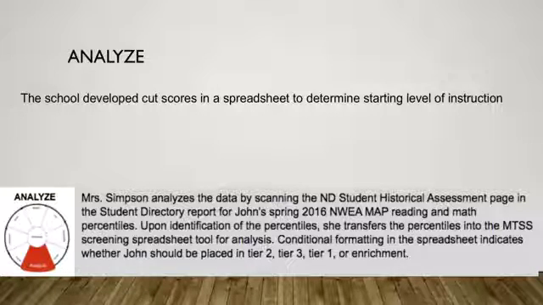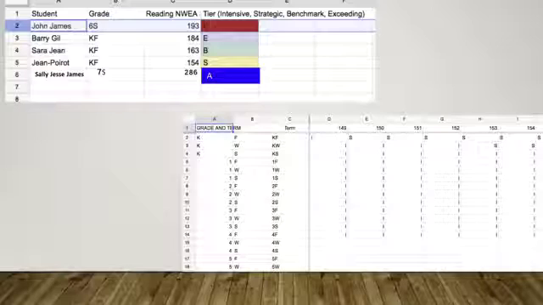At this point, she sets out to analyze some of the information that she collects. And she is going to be using a spreadsheet that the school has created for that analysis. With conditional formatting, it provides Mrs. Simpson a very quick snapshot. So while she may not know exactly what the RIT scores mean, you can see an example here.